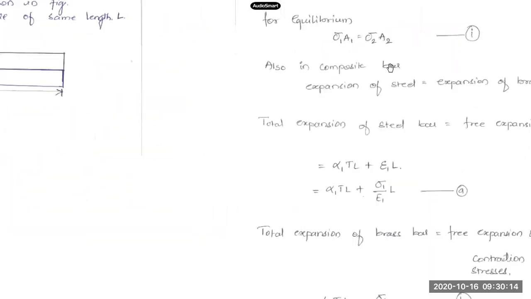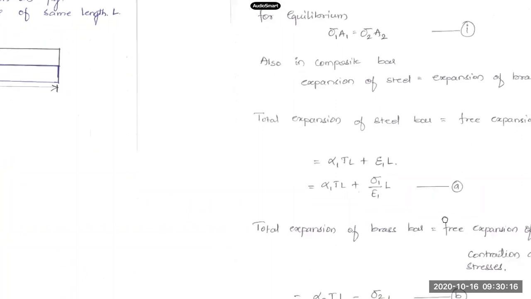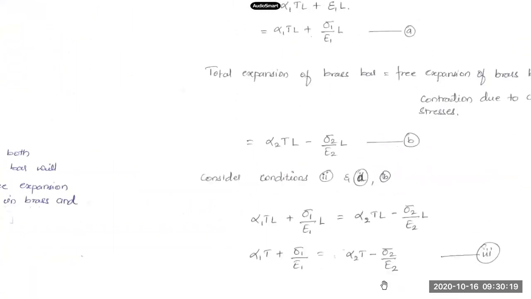Now I have these expressions wherein I have sigma 1 and sigma 2. This is one expression containing sigma 1 and sigma 2. There was one more expression earlier. What was that? For equilibrium, sigma 1 A1 should be equal to sigma 2 A2. Expression number 1 is there, and here expression number 3. In both of them, sigma 1 and sigma 2 are unknowns. Two expressions and two unknowns, so we can obtain the stresses developed in these two bars. Sigma 1 and sigma 2 can be calculated if we solve these two equations.